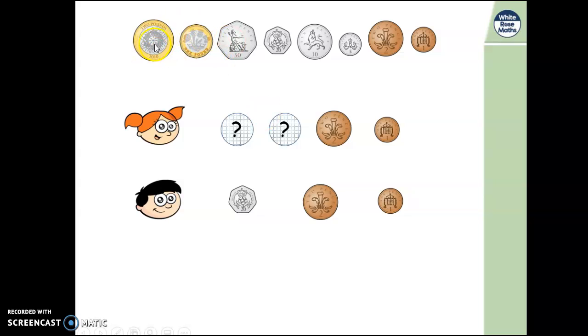Remember, we can't use the £2 and £1 or 50. Can't use the 20 because we would have nothing as this coin. For the 5p, 5 and 5 makes 10, so we can't do that, so it has to be 10, and we know that 10 plus 10 is 20.